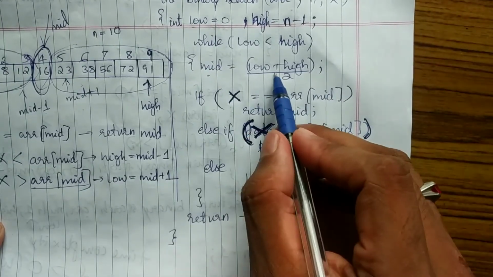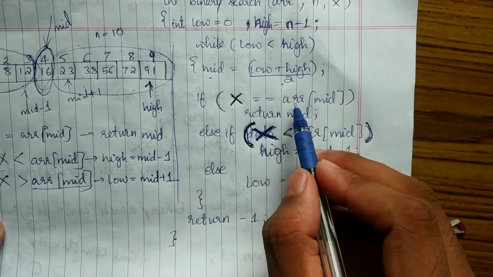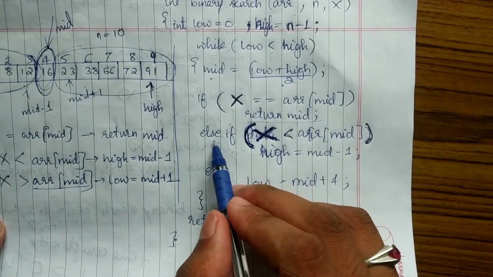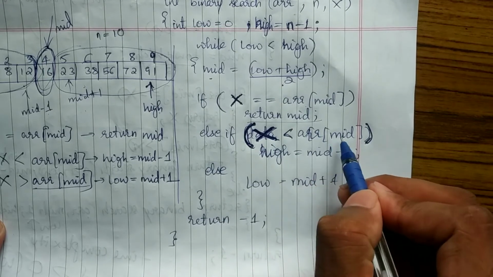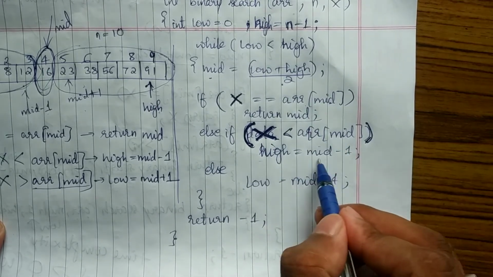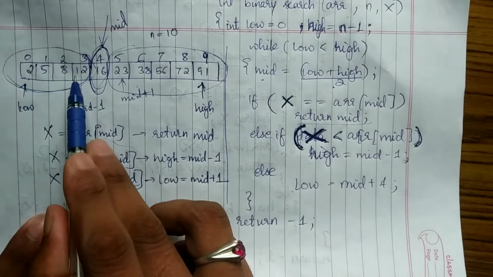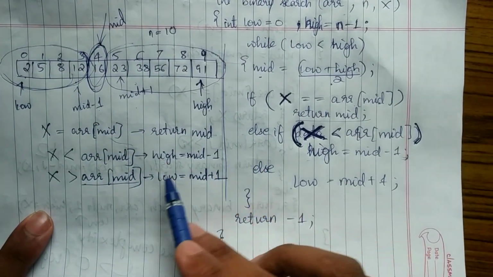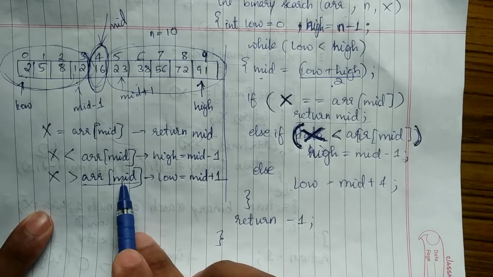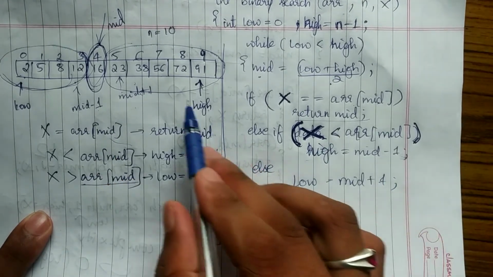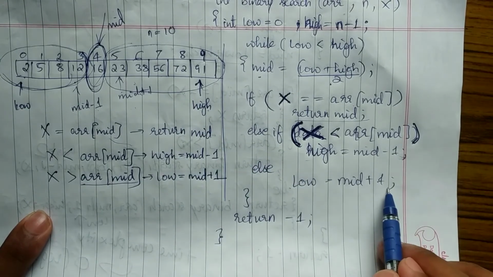So mid is low plus high by 2, and if x is equal to array of mid, we will return mid. And if in case x is smaller than array of mid, we'll make high as mid minus 1. Here the same thing, it is present in the left half. And if the other way round, if x is greater than array of mid, we'll make low as mid plus 1 and we'll keep the high as same. That's what we did here.